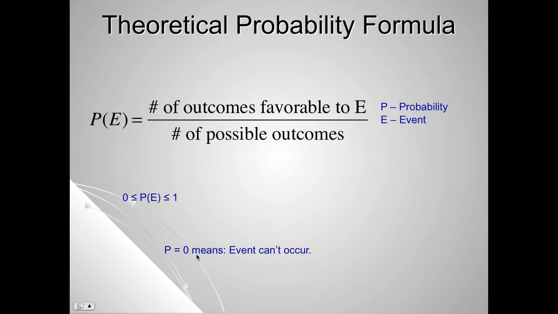A probability of 0 means something slightly different now. This means that the event can't occur. And if we look at our formula, the number of outcomes favorable to E would be 0. So 0 divided by anything would be 0, and it means that the event can't occur. It's impossible. A probability of 1 means the event must occur, or it has to occur. What happens there is the number of outcomes favorable to E equals the total number of possible outcomes, so every outcome will satisfy the event.